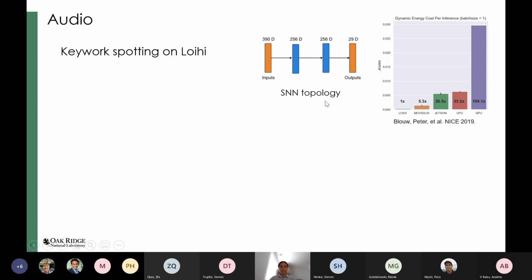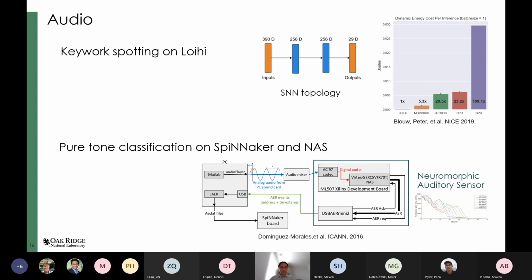So the problem here was to identify the different keywords that are being spoken, and the dataset that they used was the Amazon Mechanical Turk dataset. They were able to achieve roughly the same accuracy. I think the best case was 93%, which was the same for both the ANN and the equivalent SNN. Sorry for the typo, it should be keyword spotting application on Loihi.